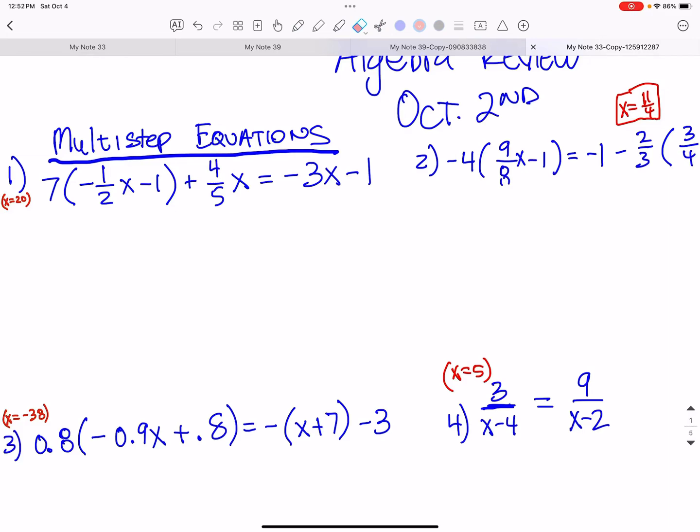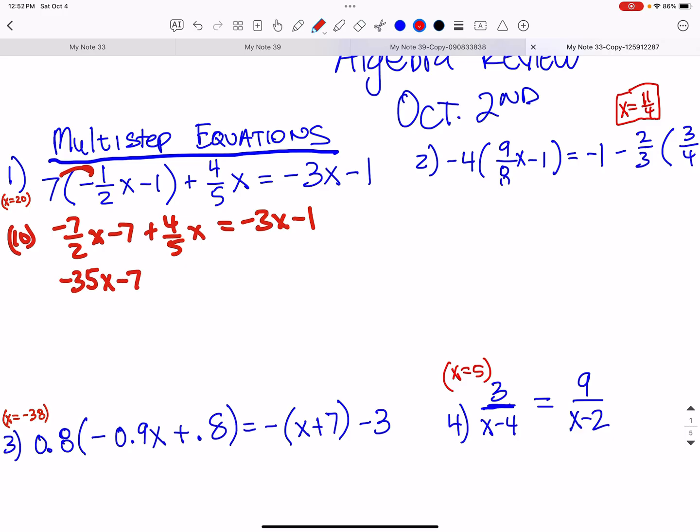Okay, guys, a lot of work here. Let's see. Negative 7/2 x minus 7 plus 4/5 x equals negative 3x minus 1. Multiply by 10, and we're going to get negative 35x minus 70 plus 8x equals negative 30x minus 10.